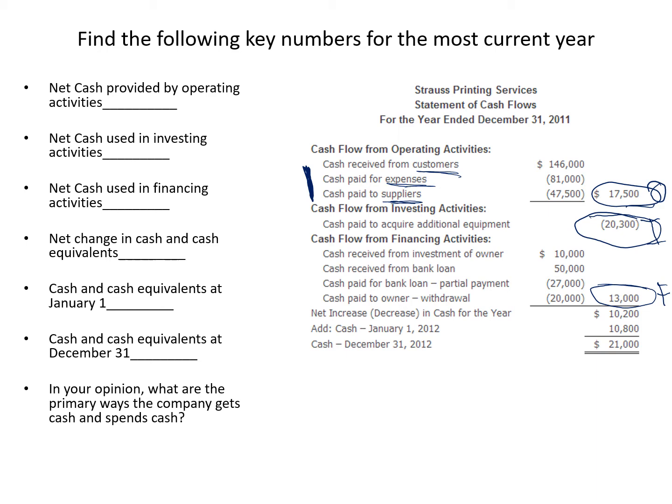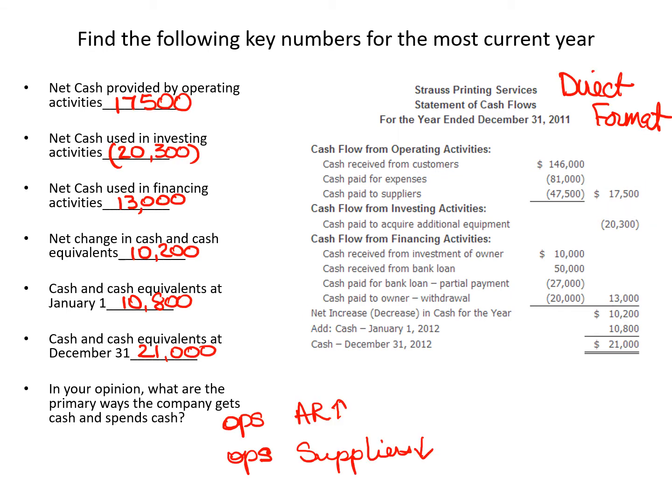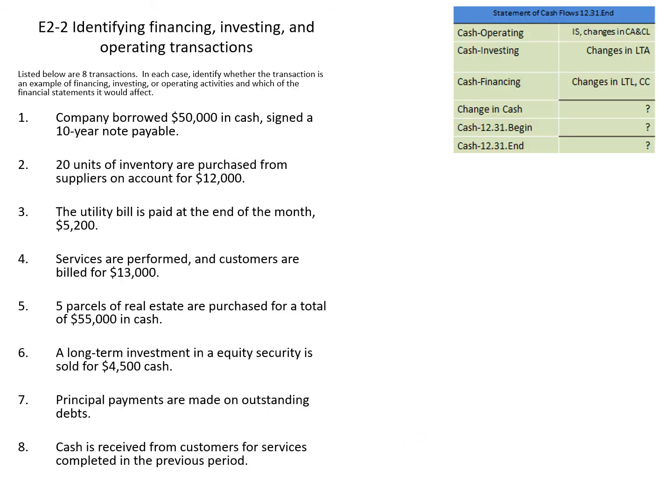So then we look at what was the change in cash, and the change in cash overall, the net of the operating, investing, and financing, was $10,200. We add to that the cash at the beginning of the year to derive the cash at the end of the year. So cash at the beginning of the year plus or minus the change gives us the cash at the end. So that's the format, as you can see. All right, so let's get started on how we do this.